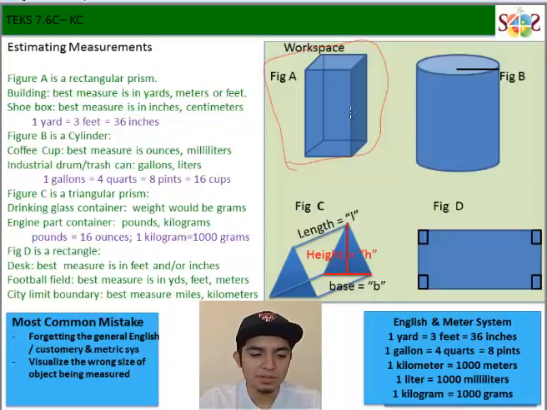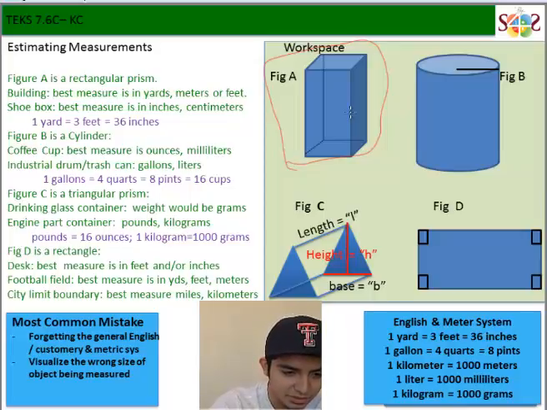Since a building, much like a skyscraper or a house, is fairly large, the units we're going to need to use for it are going to be large as well. If you live inside the U.S., you're going to be using the American Imperial System, which is feet or yards. But outside of the U.S., you're going to be using the metric system, which is meters or kilometers. So here for buildings, we're going to say that the best units are going to be yards, meters, or feet.